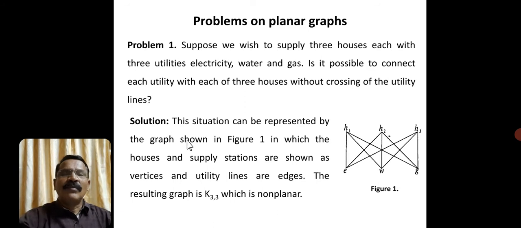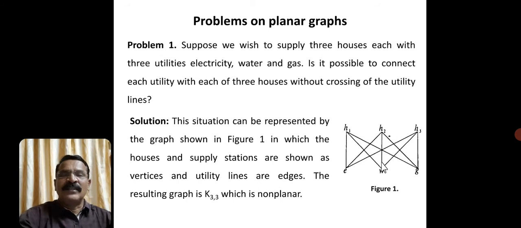Now this situation can be represented by the graph shown in figure 1, in which the houses and supply stations are shown as vertices and utility lines are edges. The resulting graph is K33. It is a graph which is called a complete bipartite graph K33, which is non-planar. Already in the previous class we know K5 and K33 are non-planar. K33 is non-planar.